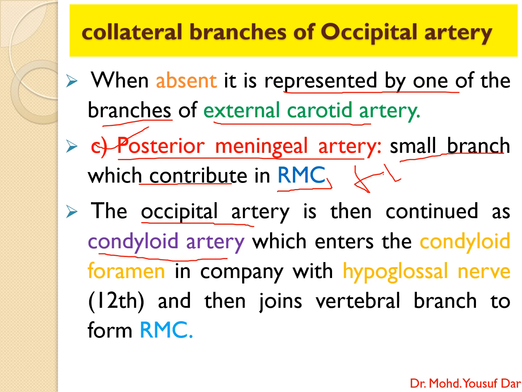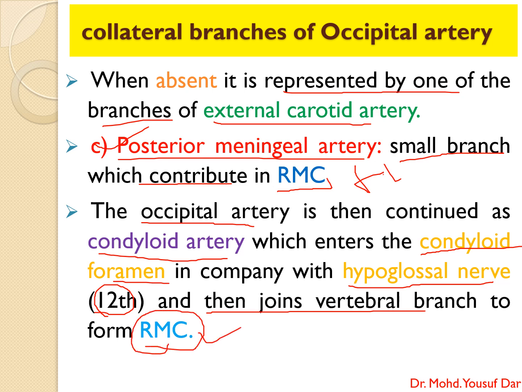So the condyloid artery then enters through the condyloid foramen in company with the hypoglossal nerve, that is the 12th cranial nerve. So the condyloid artery passes through which foramen? Condyloid foramen in company with the hypoglossal nerve. Then this condyloid artery joins with the vertebral branch and forms the rete mirabile cerebral.